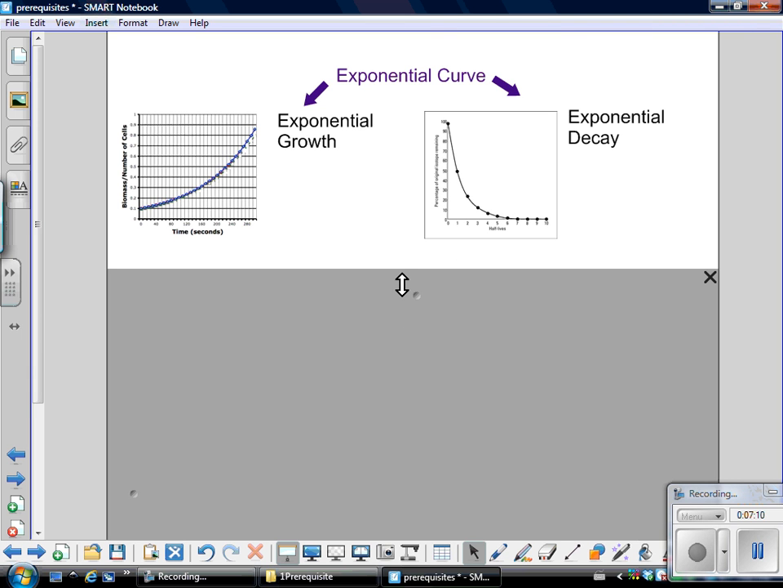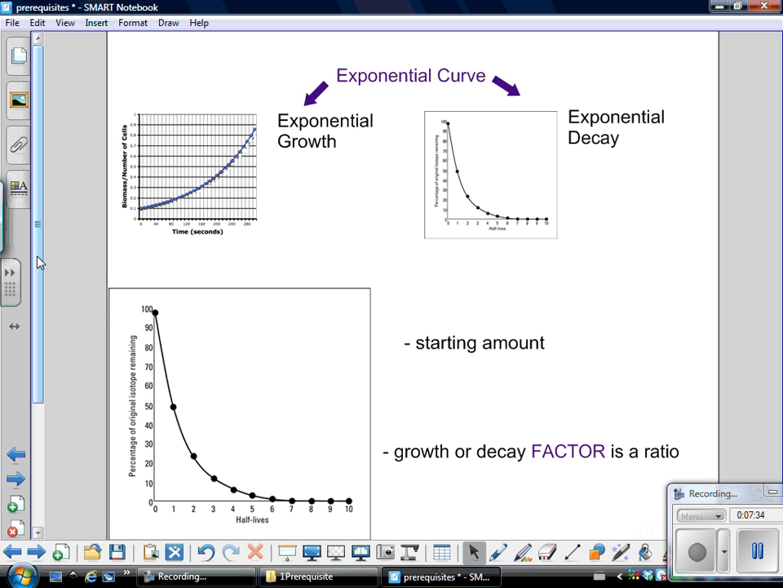Now, with these types of graphs, and I'm just going to switch my paper here for a second, because although I'm doing it online, there we go. With these types of graphs, what we're looking at is a few different features. It doesn't have a vertex. It doesn't have a slope. So what does it have?